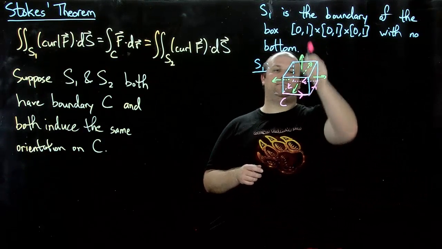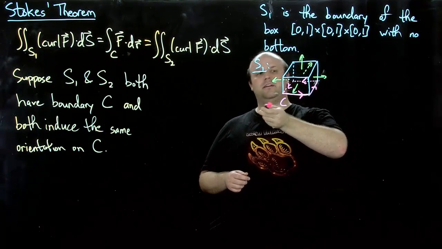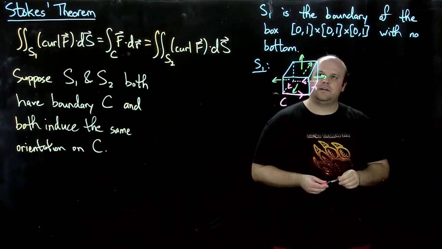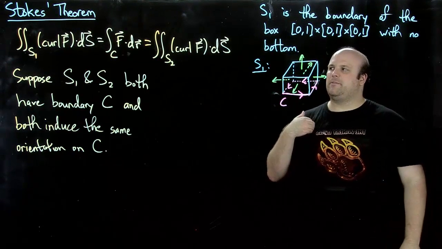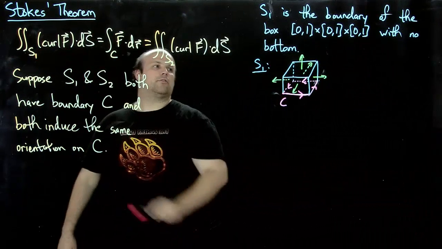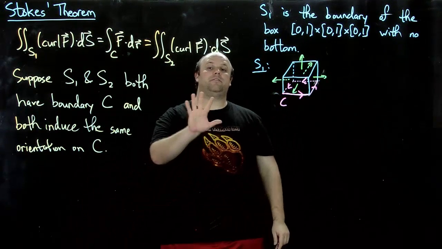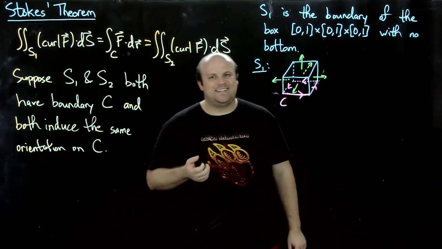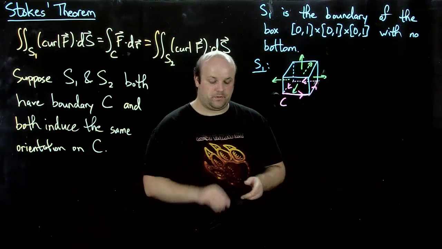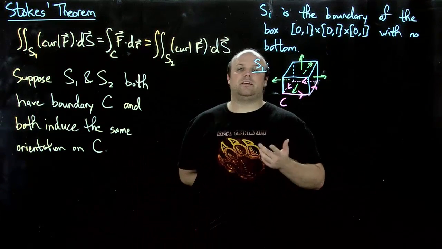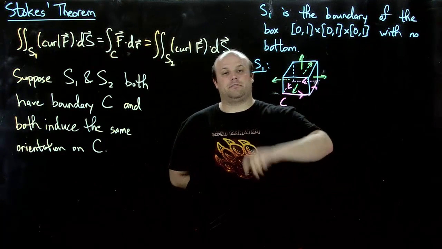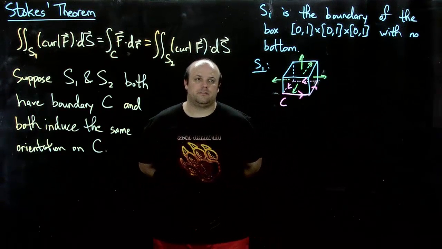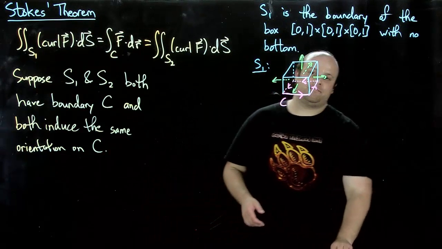So here, z is up, x is out, and y is this way. Well, if we do this flux integral across the surface S1, we're going to have to do 5 flux integrals, 1 for each face of that box. That's kind of rough, right? But can you think of a nice surface that also has this boundary C, with that same orientation? Can you think of a nicer one?